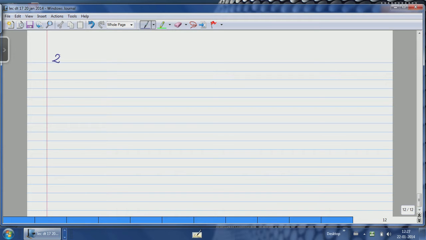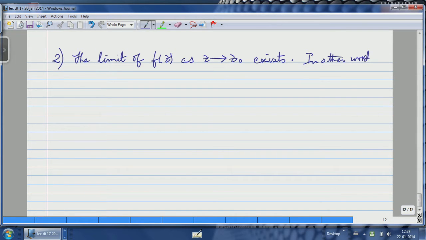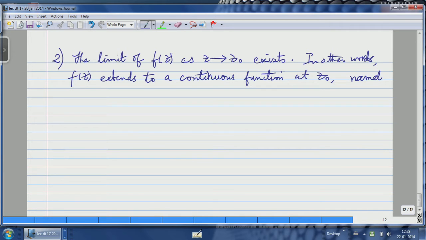So, let me write the second condition. Here is the second condition: the limit of f of z as z tends to z naught exists. In other words, f of z extends to a continuous function at z naught, namely we simply define f of z naught to be the limit as z tends to z naught of f of z.